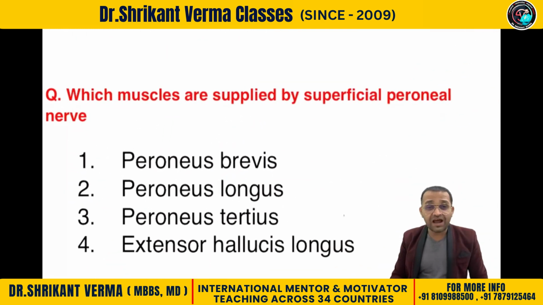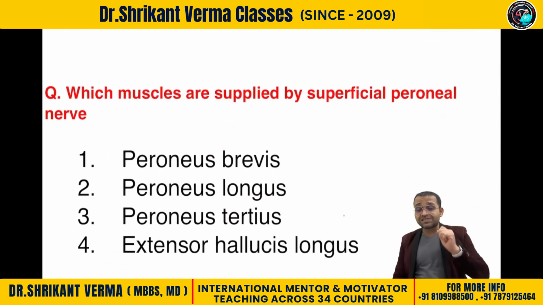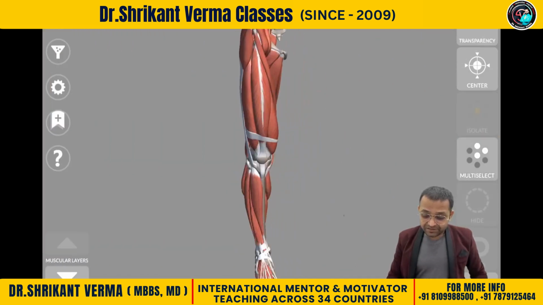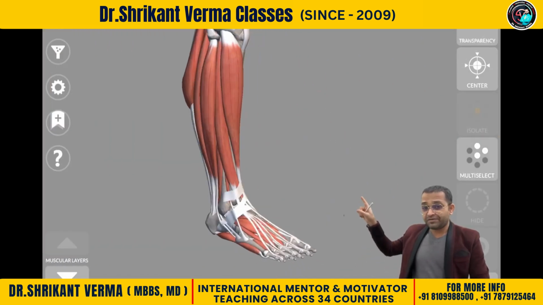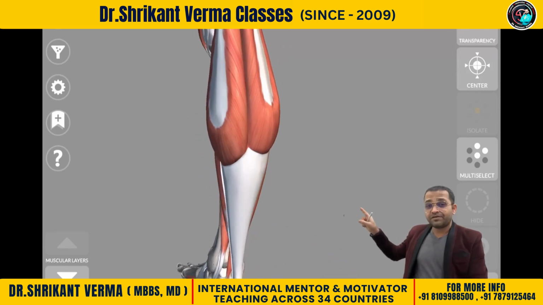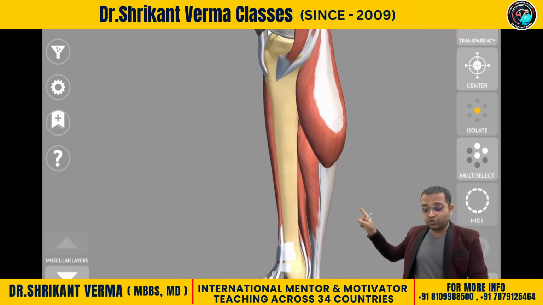Now come to our next question, in the lower limb. They are asking which muscles are supplied by the superficial peroneal nerve. I told you in the leg there are three compartments: anterior compartment, lateral compartment, and posterior compartment. Sir, there is no medial compartment.